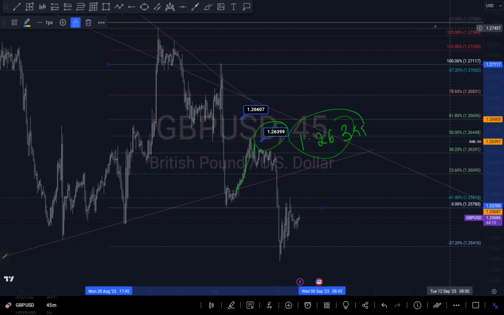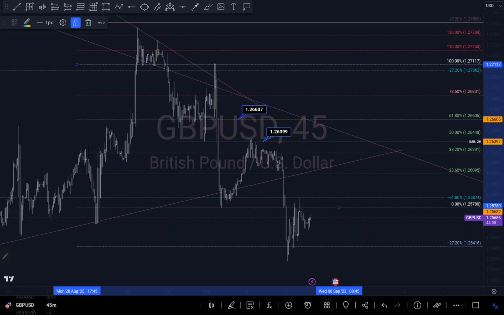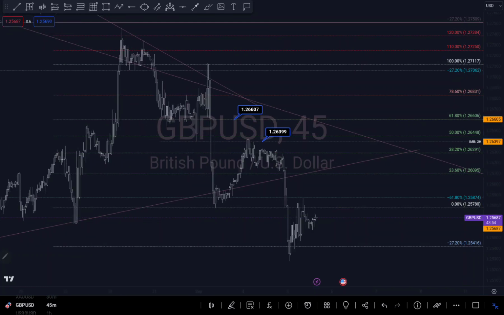1.26399 around that area, because we can see there was this break of structure here and an imbalance that needs to be filled. So I said there's a possibility for it to actually come to this level before we now know our next move. Either we're going to push to the upside or we're going to push to the downside. That was what I said.